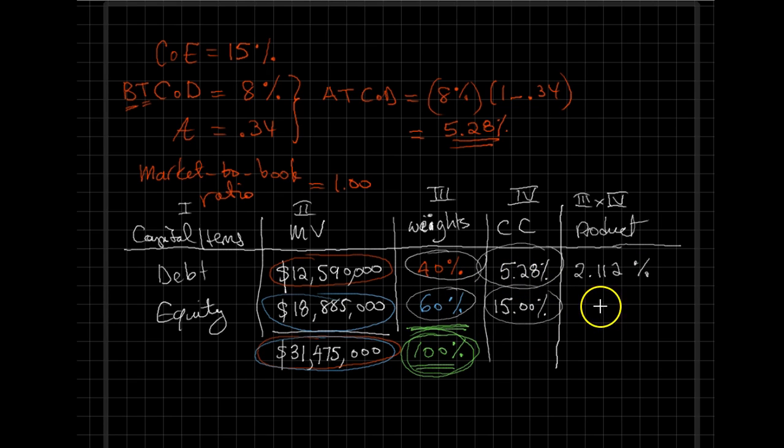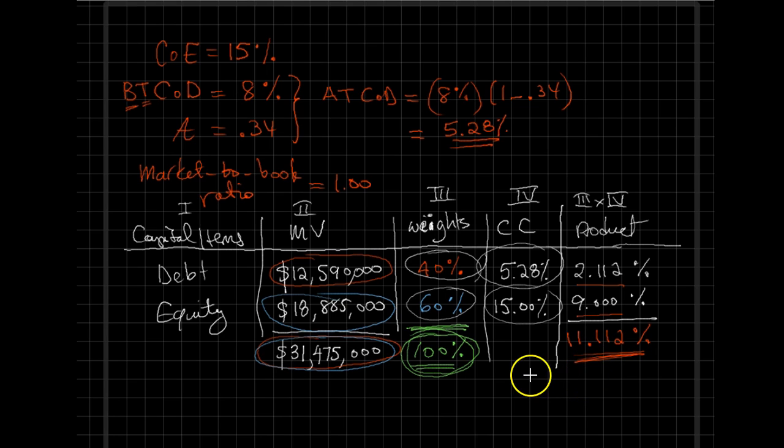And we do the same thing for equity. 60% times 15% comes out as 9.00%. Now in the final step you add these two to receive 11.112%. That figure is the number that we were seeking. This is basically the company-wide cost of capital.